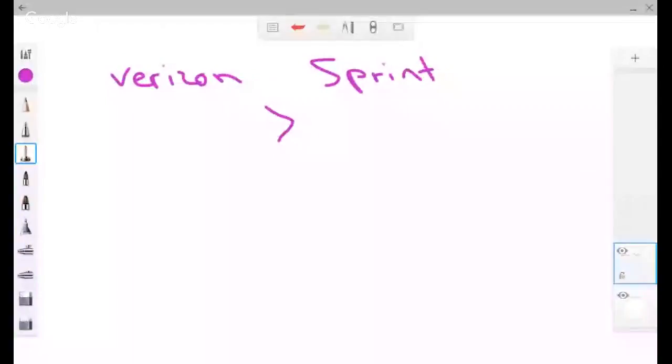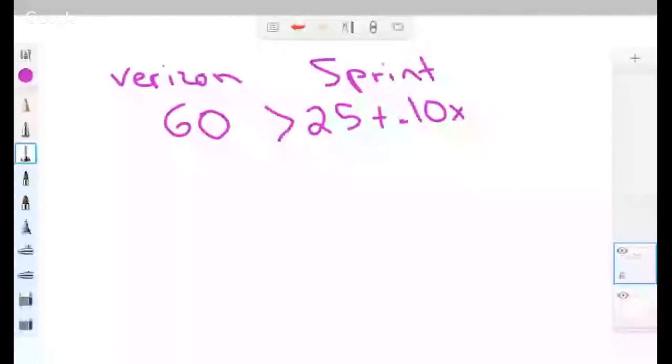So Verizon, you get a flat rate of $60, regardless of how many text messages you send. Whereas Sprint, you get the price of $25 per month for unlimited calling and data, but each text, keyword each, so times x, right, is going to cost me 10 cents. So this is going to be my setup here, okay? So that's going to lead into me just having to solve this.